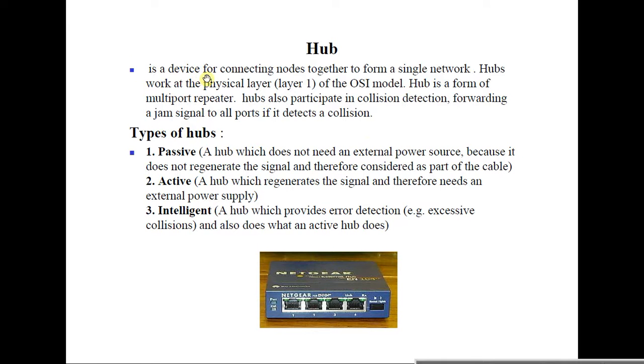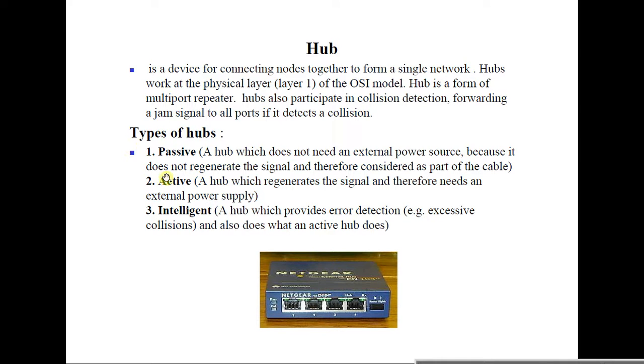Hub is a device for connecting nodes together to form a single network. Hubs work at the physical layer of the OSI model. Hub is a form of multi-port repeater. Hub also participates in collision detection, forwarding a jam signal to all ports if it detects a collision. It is used to create a simple form of single network, and it contains a number of ports. Through these ports we connect a number of stations or nodes to that particular hub.